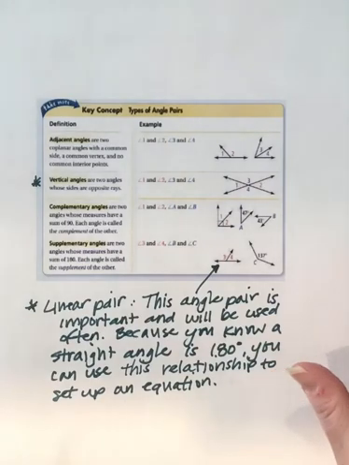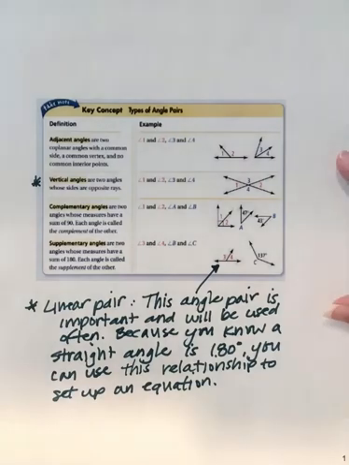Hello and welcome to section 1.5, exploring angle pairs. Okay, this right here came from the book, so you would be able to find this in your textbook as well. It just is describing some different types of angle pairs.